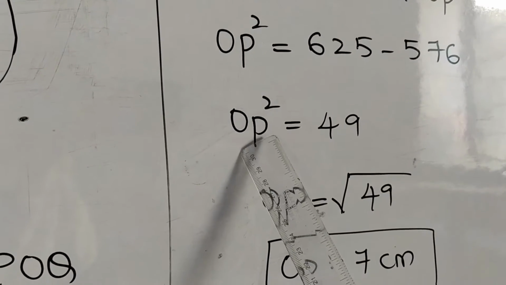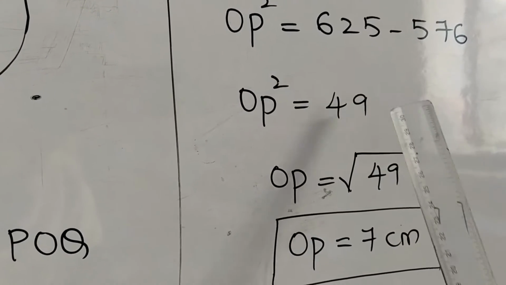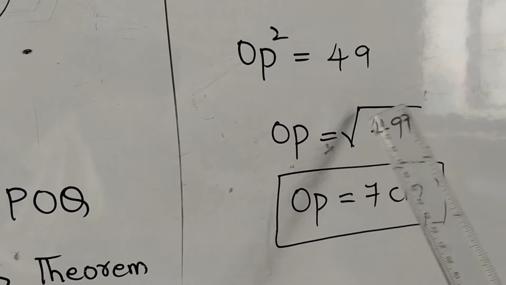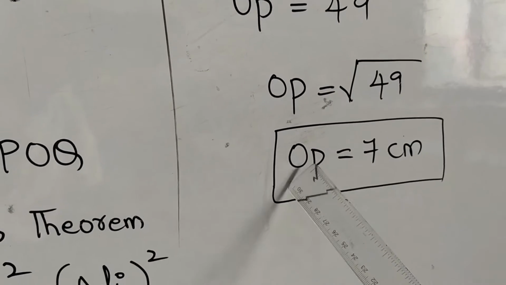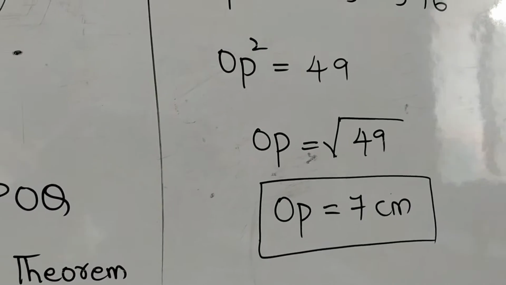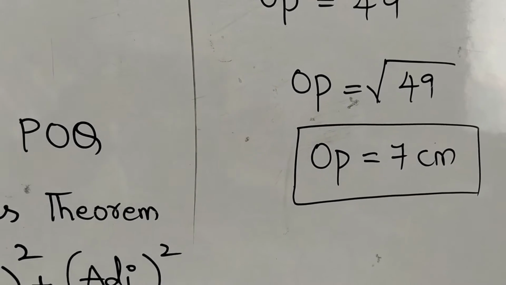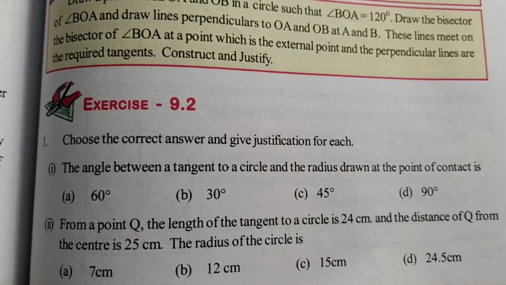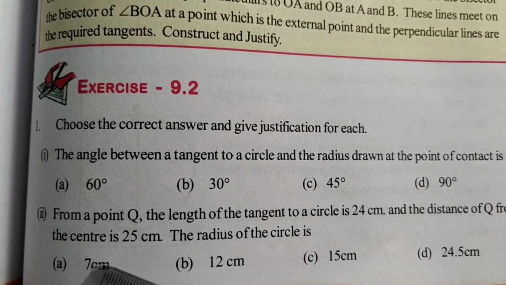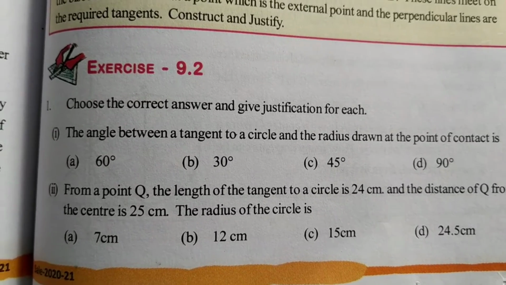And now we have to just find the value of OP, hence send this square this side, it will become the root. Now OP is equal to under root of 49, therefore OP equals 7 centimeter. So hence we got the radius as 7 centimeter. Let us see in the textbook the option. So see here students, the option is A. We have found the radius as 7 centimeter. Next, see the third question.